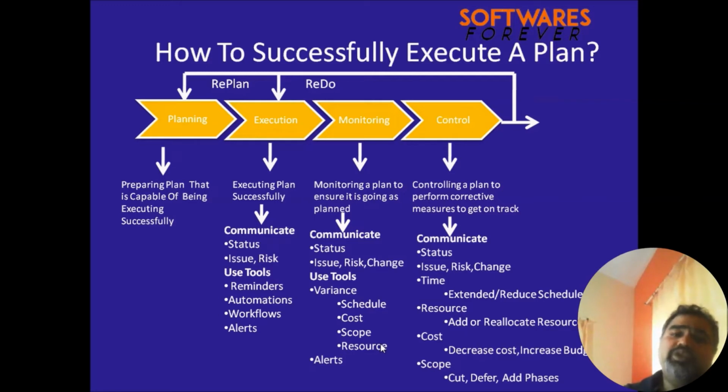If more resources are required, we will add resources, or we will reallocate the resources. If there are any changes in the budget, maybe if we have to increase the budget, we should increase the budget. And if there are any scope changes that need to be considered, then we have to replan and re-execute the project. So all these things happen in the execution, monitoring and control stages of the project.